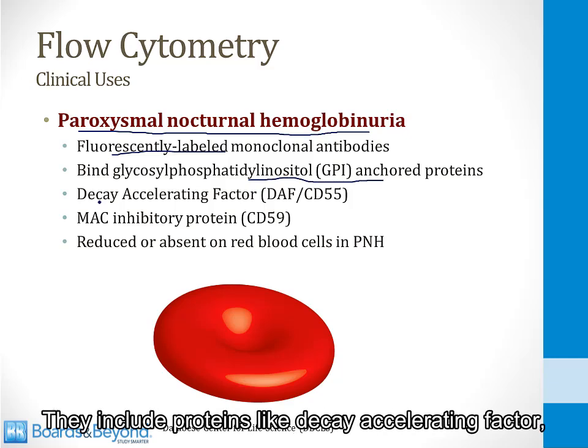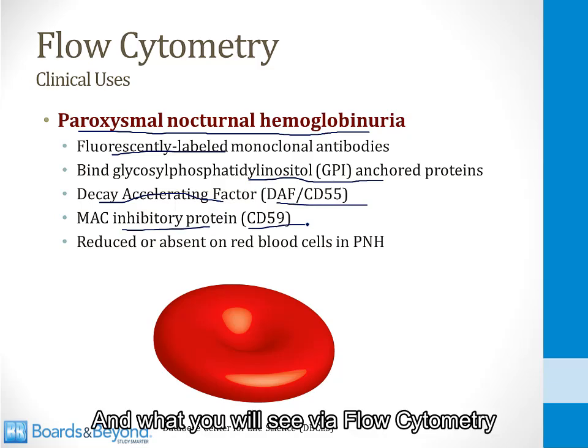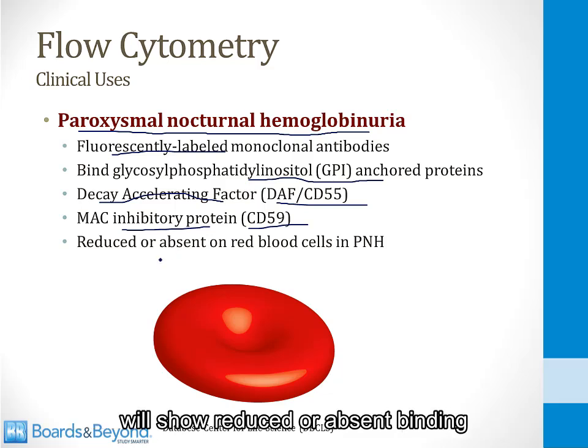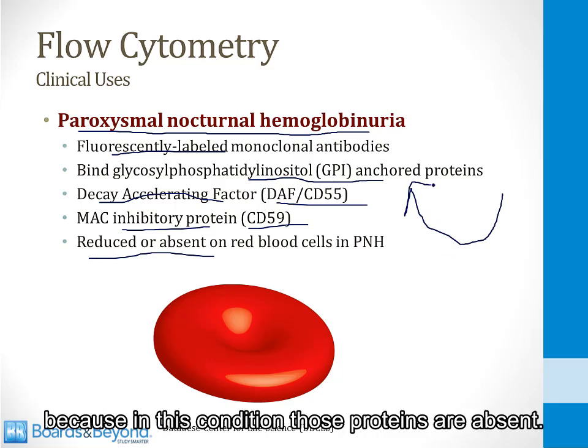They include proteins like decay accelerating factor, which is DAF or CD55, also MAC inhibitory protein or CD59. And what you will see via flow cytometry is that the red blood cells in a patient with PNH will show reduced or absent binding of the monoclonal antibodies to these proteins because in this condition, those proteins are absent.